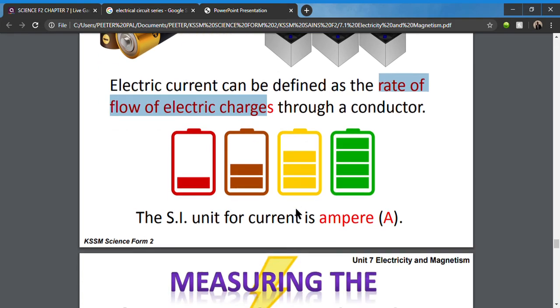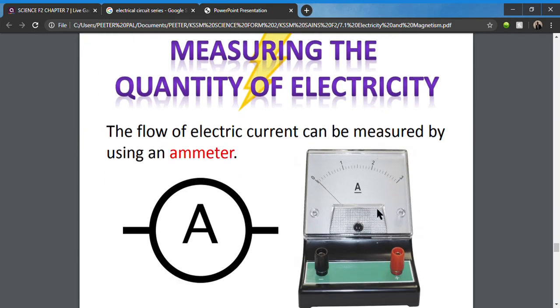Next one, this is the ammeter diagram. We also have the milliammeter diagram. Since this is an ammeter, the pointer pointing at 1 means you've got 1 ampere, or pointing here 0.5 ampere, or here 1.5 ampere. This is the symbol.